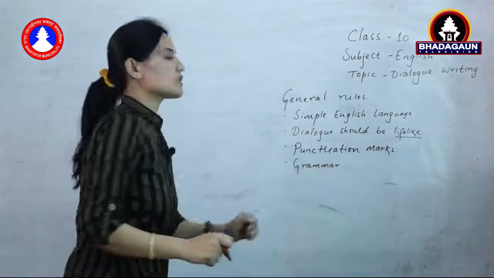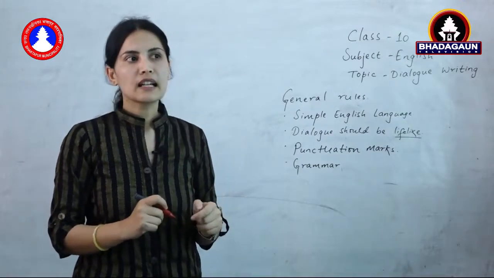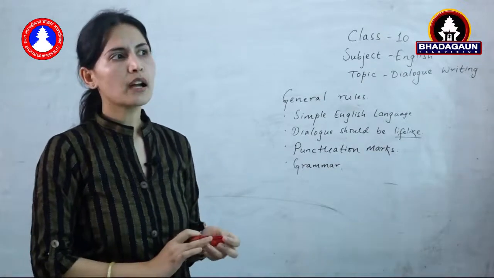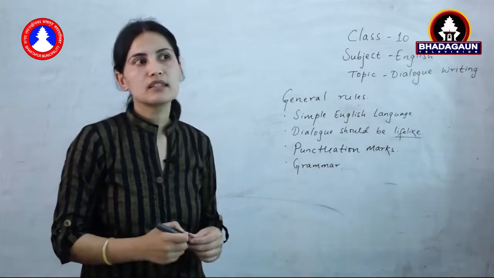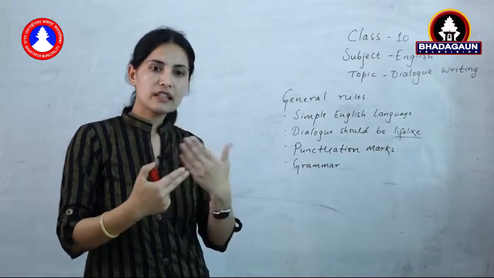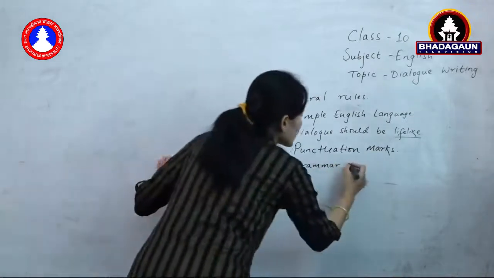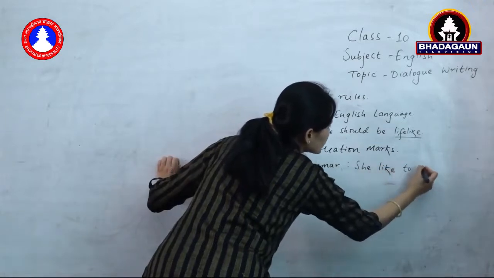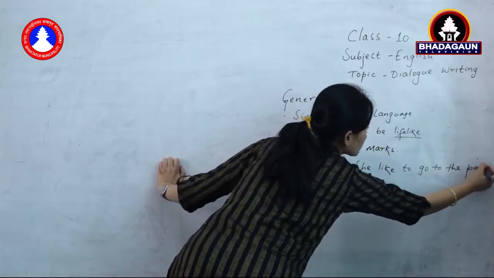You have to focus on the use of grammar. There must be subject verb agreement. For example, you can say, "I don't want to talk with her. She only like to go to party." Superficially we think that the sentence is correct.